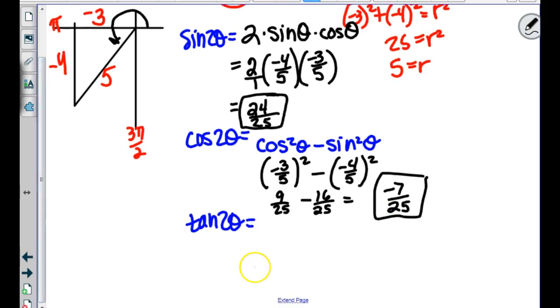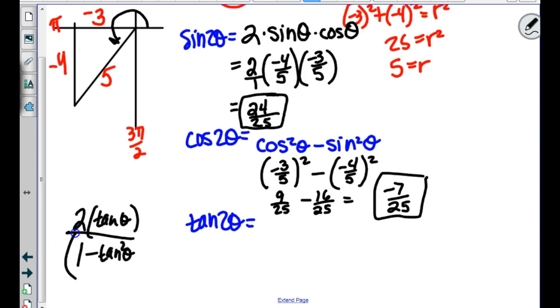Now, do you remember how I said there's a trade? Because the tangent one looks like this, right? It says 2 times the tangent of theta over 1 minus the tangent of theta squared. That looks like a bunch of work to me. But do you remember what I said the option was? Sine over cosine, because we already found those, didn't we? So the trade for this that we could use is the sine of 2 theta divided by the cosine of 2 theta. Well, we already know those numbers is my point.